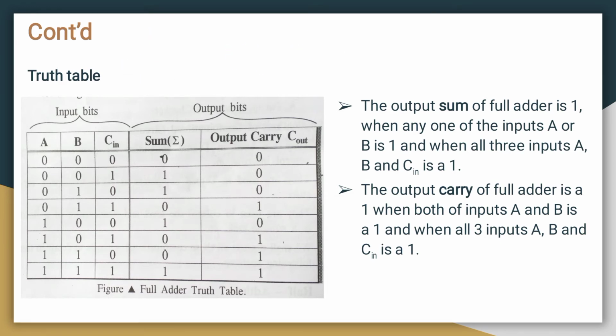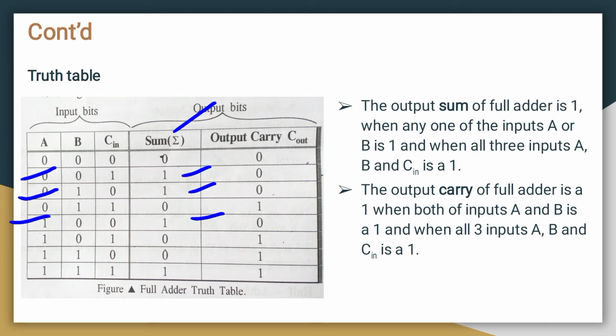So already we defined for the sum, any one input should be 1, any one. Okay, so here see, in the second one the only one is C in, in the third B is 1, and here A is 1. So all these 3 content, the output is 1.